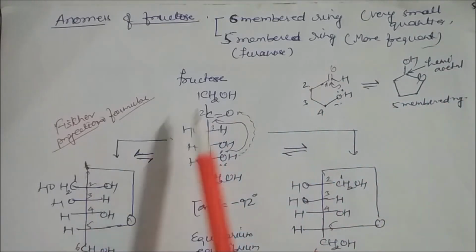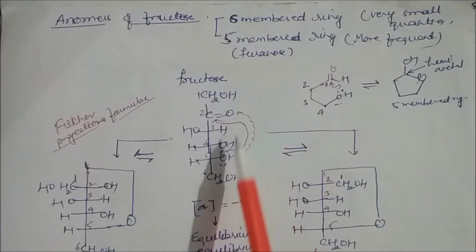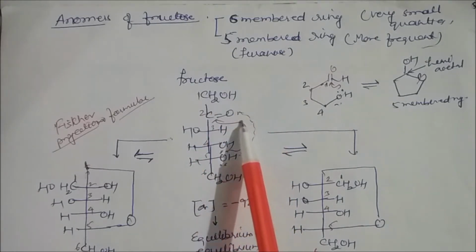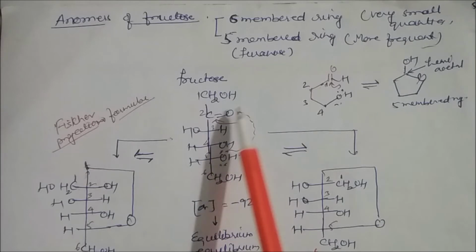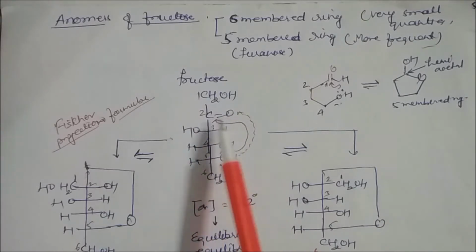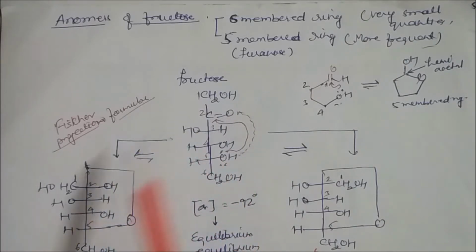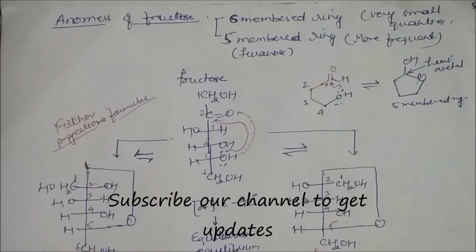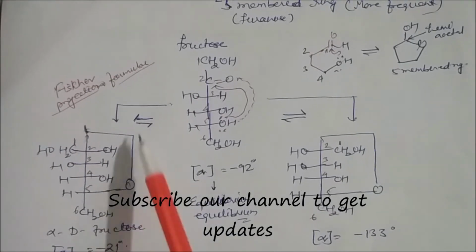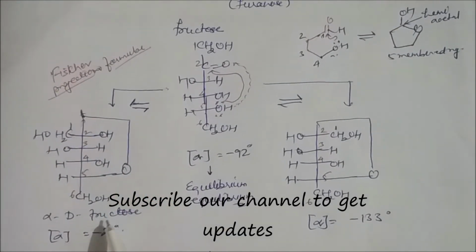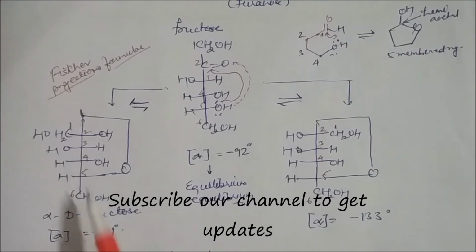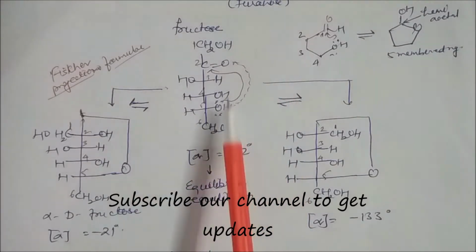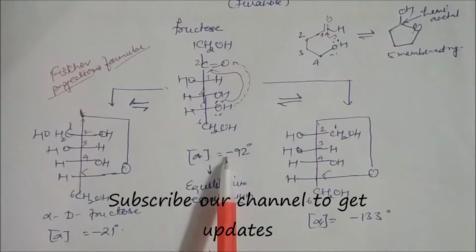So we can see here, this is the fructose open chain structure, and this is how the lone pair of this oxygen attacks this carbon, and hydrogen shifts to this oxygen. On shifting, this will undergo equilibrium. CH2OH is the first carbon, and we get the structure like this. This structure is alpha D fructose, and its specific rotation is minus 21 degrees. The specific rotation of the open chain structure is minus 92. So it is again increasing to alpha D fructose.